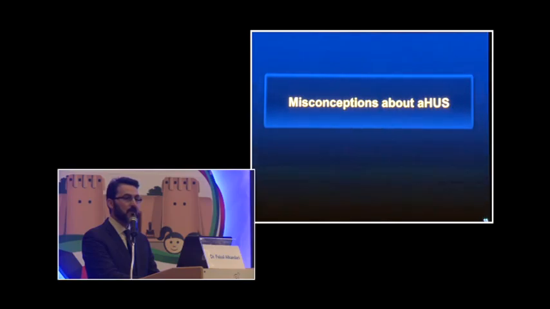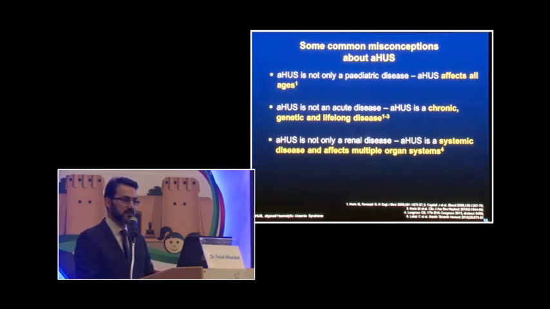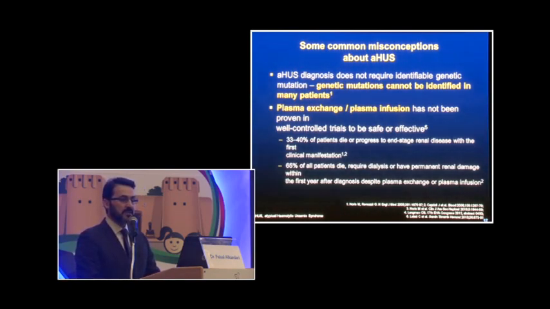There are some common misconceptions about atypical HUS. The first is that it's only a pediatric disease, but actually it might affect any age. The atypical HUS is not an acute disease. The atypical HUS is a chronic, genetic, and lifelong disease. Atypical HUS is not only a renal disease, it's a systemic disease and affects multiple organ systems. The atypical HUS diagnosis does not require genetic mutation. You might find or you might not find a genetic mutation, but still the diagnosis could be atypical HUS.